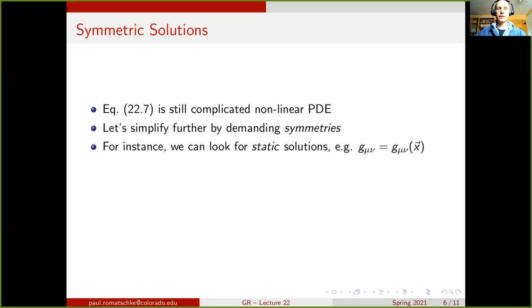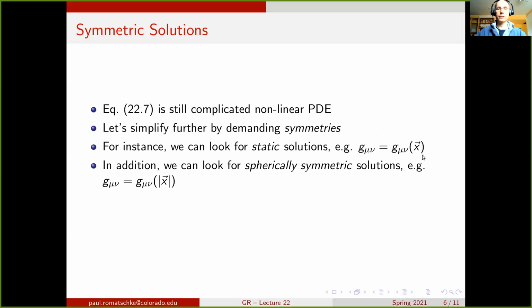One symmetry that we can demand is that we are looking for static solutions, meaning solutions that are independent of time. This means that we can make the ansatz that our metric tensor g_μν is equal to a metric tensor that only depends on the space coordinates x, but not on time. In addition, we can further make assumptions about the solutions. Another assumption that we can make is that the solutions we're looking for are spherically symmetric, meaning that the metric tensor g_μν only depends on the absolute value of the coordinate x rather than all the coordinates x, y, and z separately.